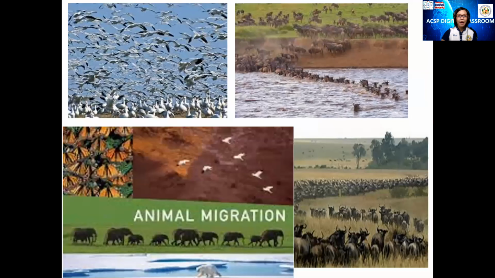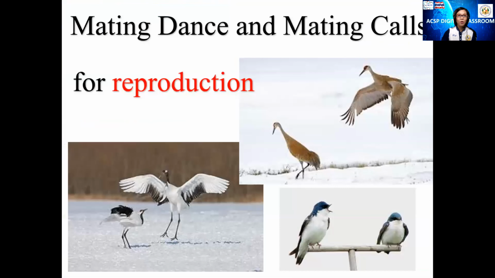Okay, next we have animal migration. This is also a behavioral adaptation that helps animals survive. Animals move to another place when seasons change. A group of animals moves. If they feel that they cannot survive in their habitat, they move to another place and wait until the season comes back to normal again, and then they will go back to their previous habitat so that they can survive.